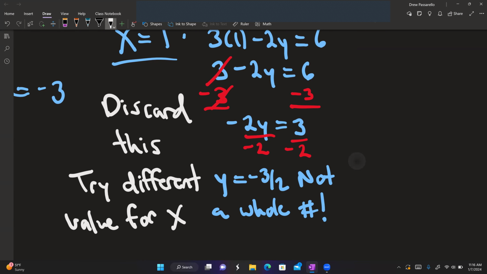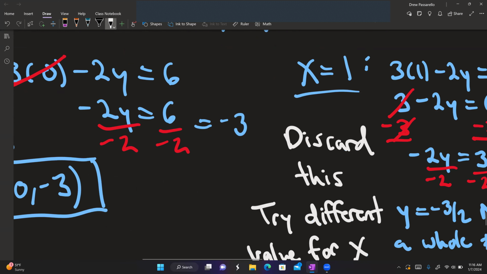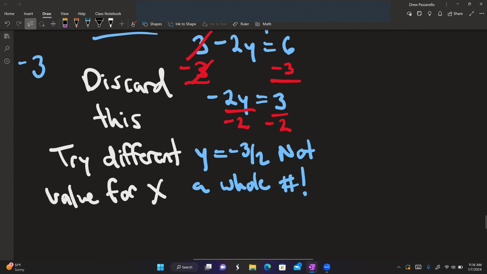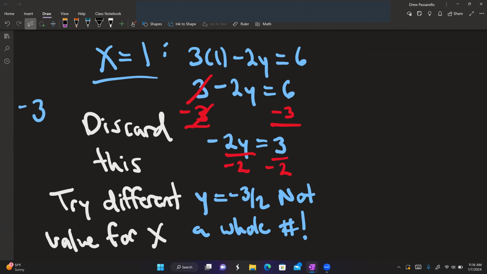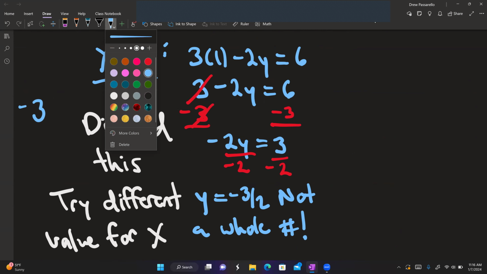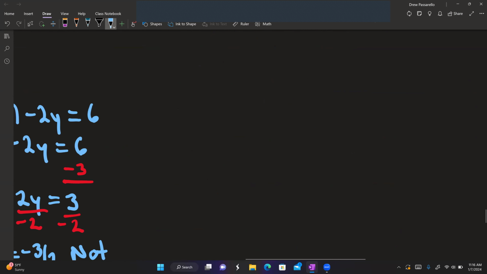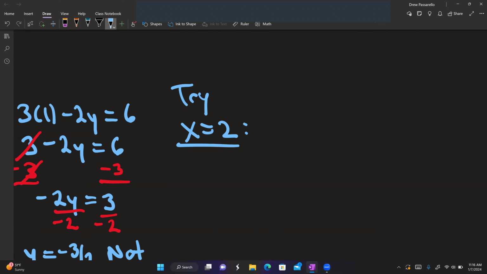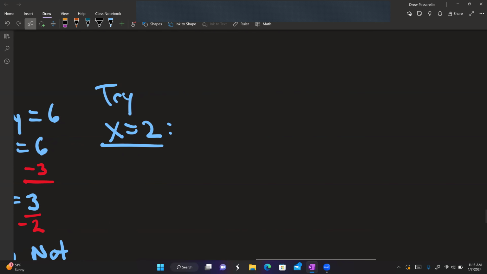So try a different value for x. Now it worked for 0, the point (0, negative 3). It's just when I plugged in 1, we got negative 3 halves, not a whole number. So I'm going to ignore x equal to 1, and let's try something else. All right, well, maybe let's try x equal to 2 and see what happens. Now the equation is 3x minus 2y equal to 6.